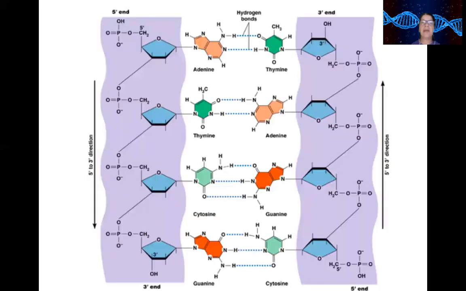Okay, and here is the picture again. I really want to stress how important it is that you know that the 2 polynucleotides in a double helix DNA run in opposite directions. This is going to become very, very important later.